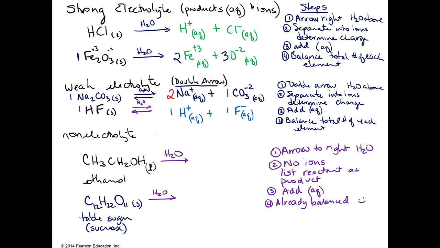Now the difference if it's a non-electrolyte. A non-electrolyte, you use a single arrow like you do with the strong electrolyte, but with the non-electrolyte, there's no ions. So all you have to do is just write the reactant again, exactly as it is. So this is ethanol, CH3CH2OH. That's the one that we looked at.